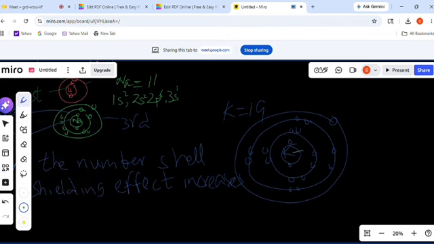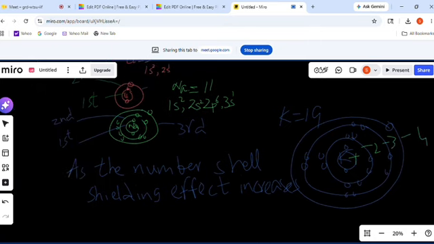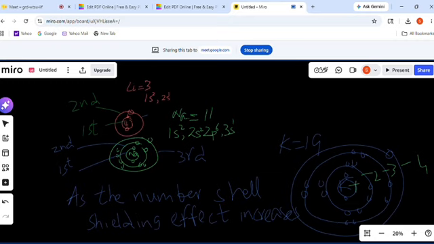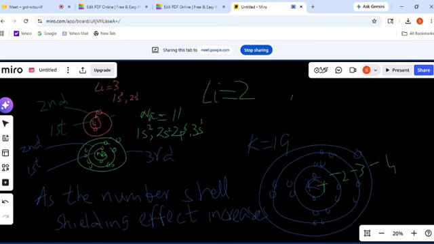One shell. This is first. This is second. This is third. This is fourth. Whereas in the case of lithium, you can see that lithium has only 2 shells. Sodium has only 3 shells. Potassium has only 4 shells. So you can see that the number of shells keeps on increasing.